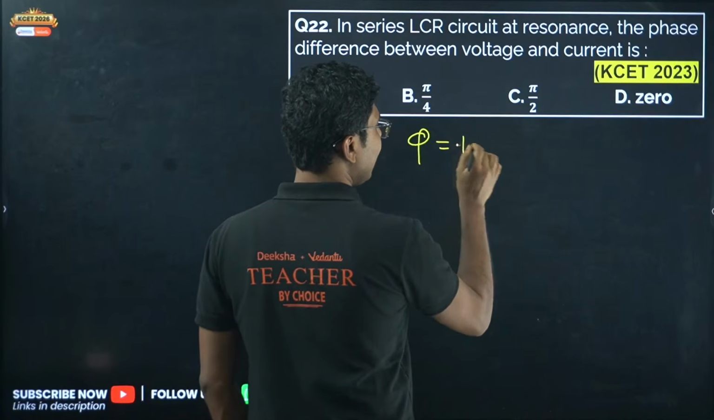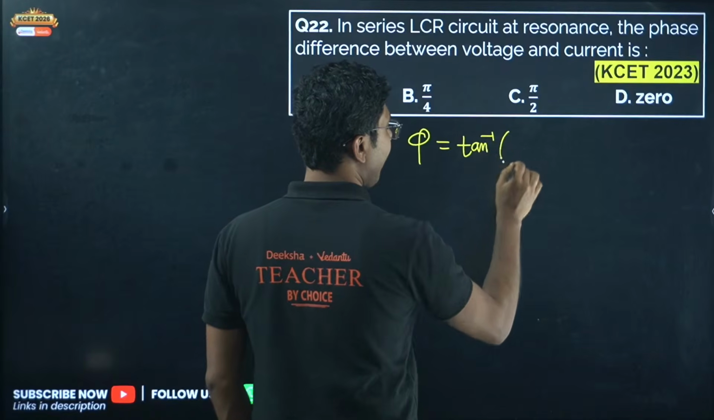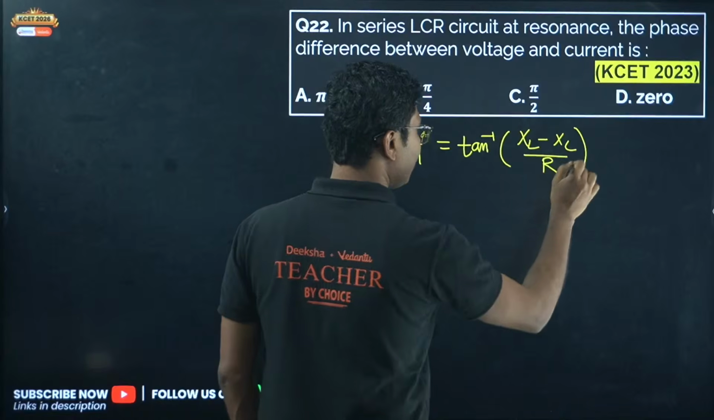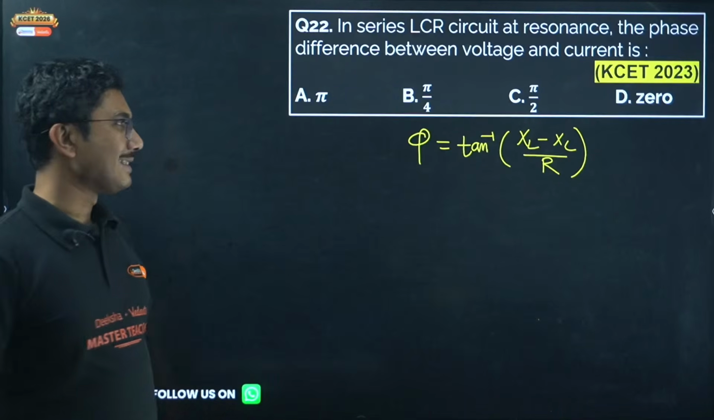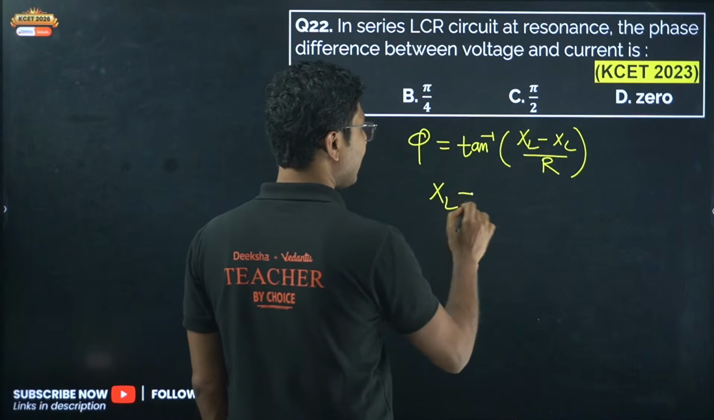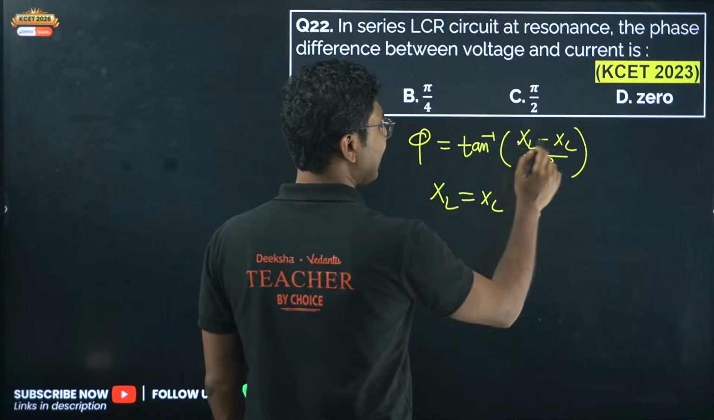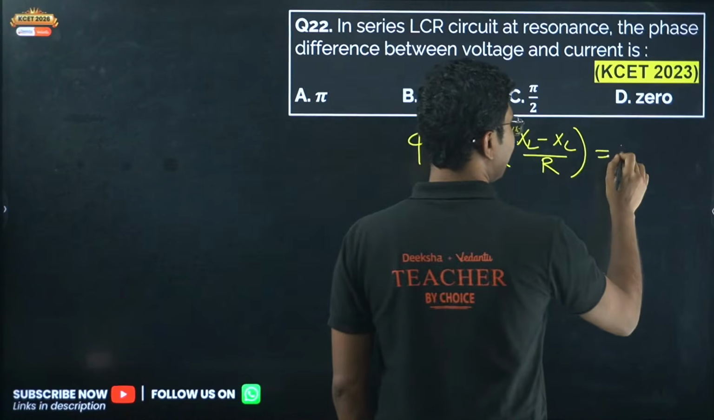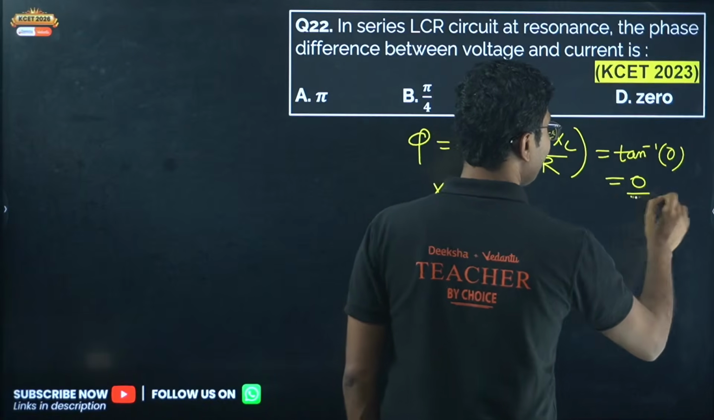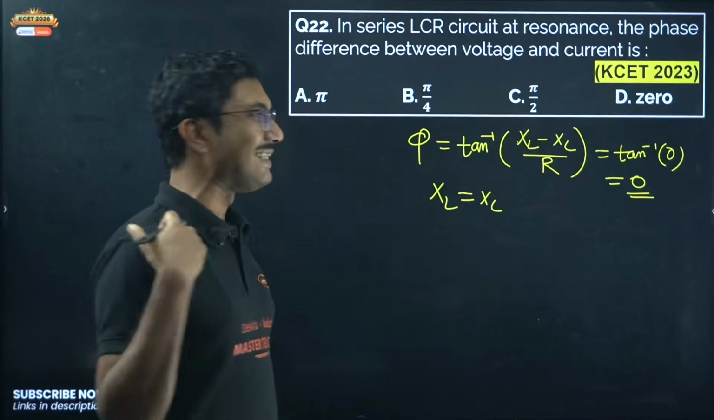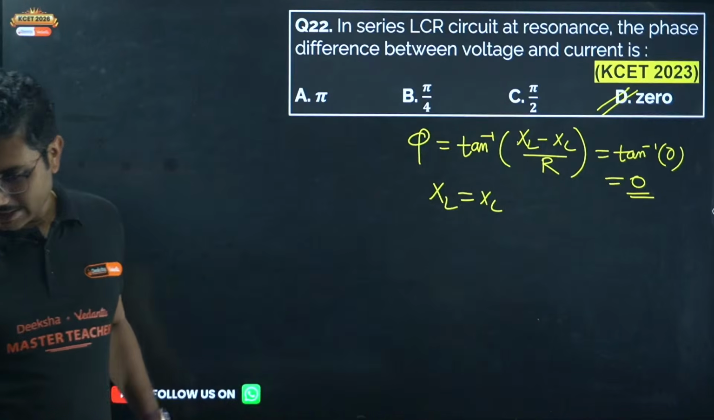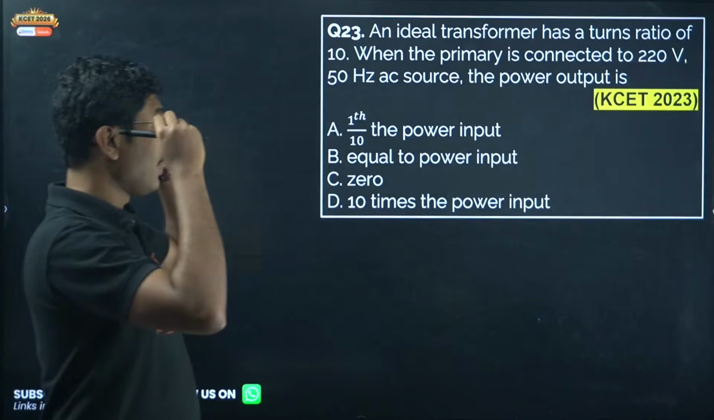The phase difference formula is tan inverse of (XL minus XC) by R. Now here at resonance XL is equal to XC, so XL minus XC is 0, so it is tan inverse 0. Tan inverse 0 means the phase difference is also 0. So current and voltage are in phase, so the phase difference is 0. Okay, yes, correct.